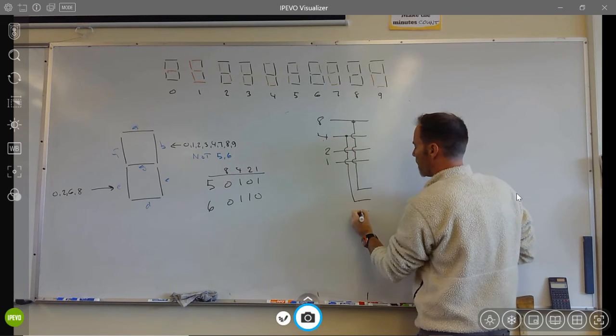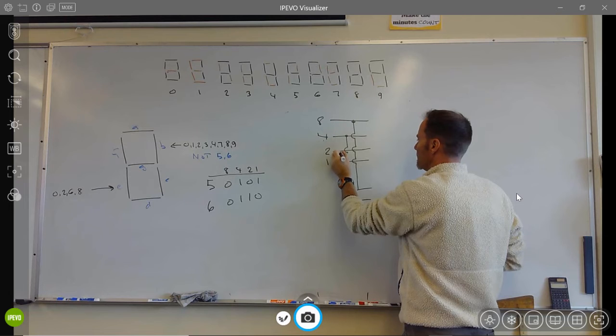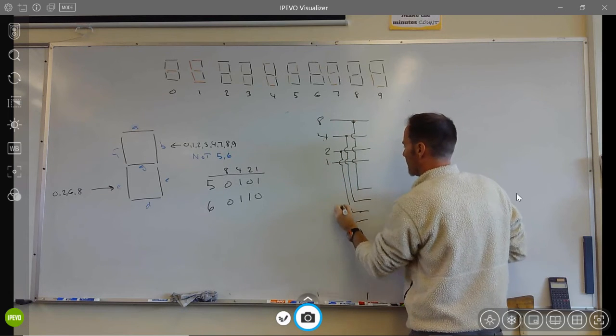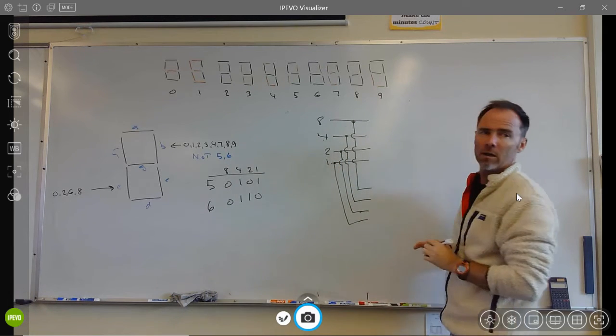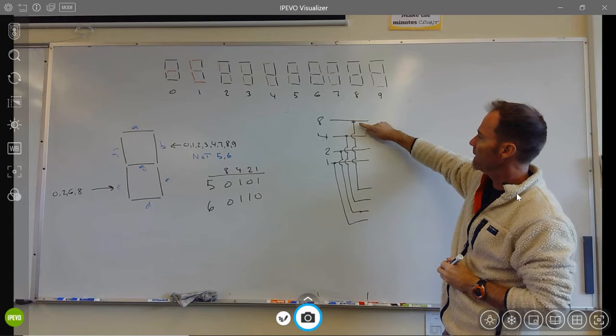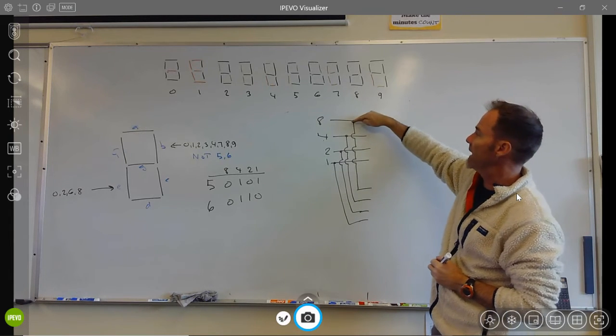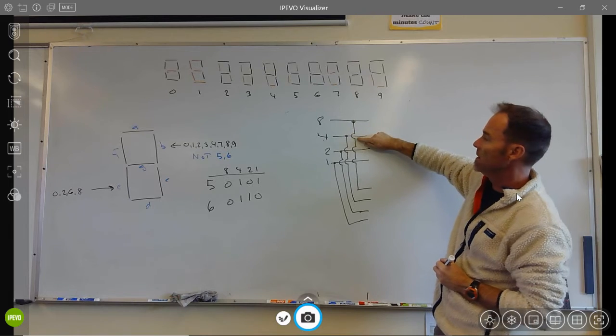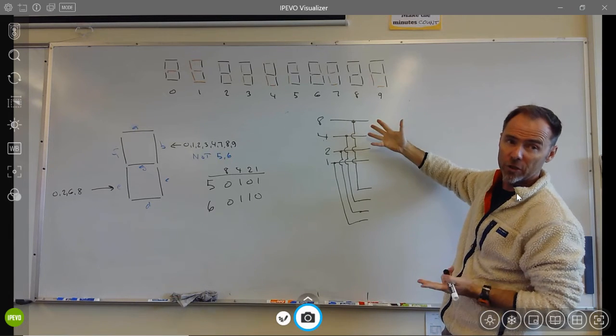I'm connecting to the 4 wire. I'm connecting to the 2 wire. I'm connecting to the 1 wire. So when you look at circuit diagrams, you see the little bubble, that means there's a connection between these 2 wires. Whenever I have that little jump, it means there's no connection.